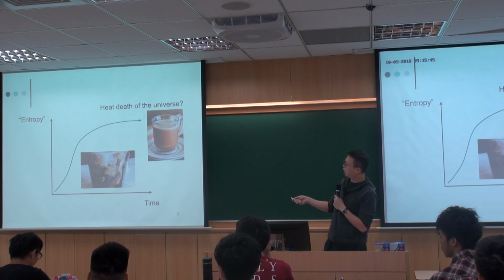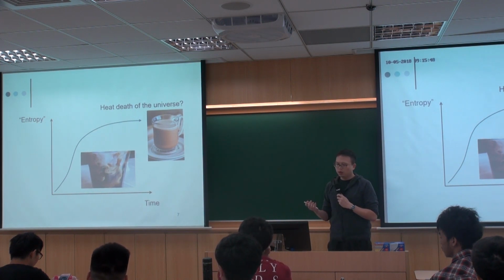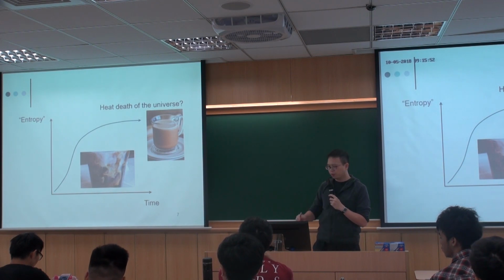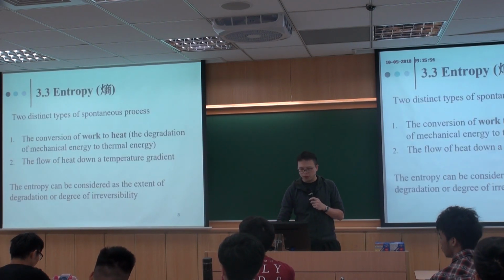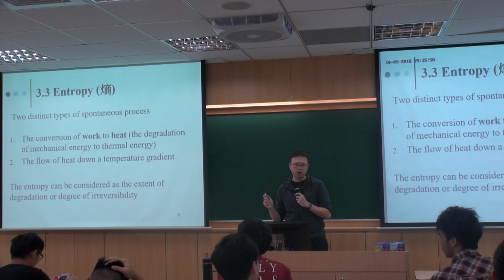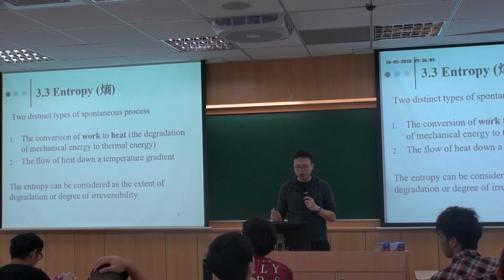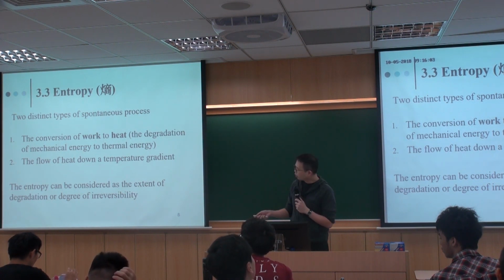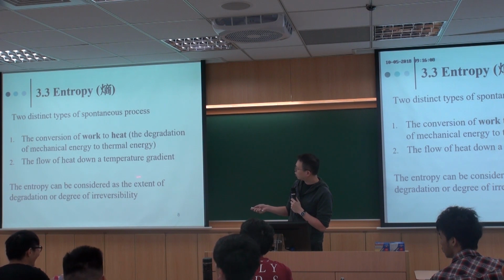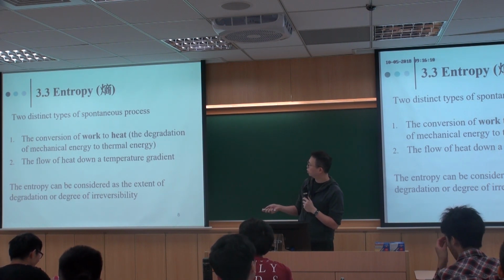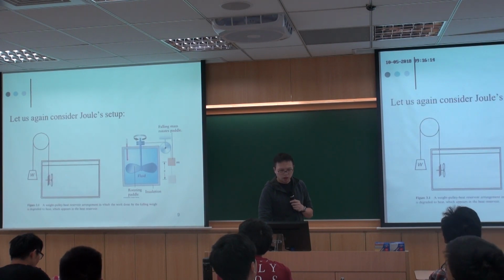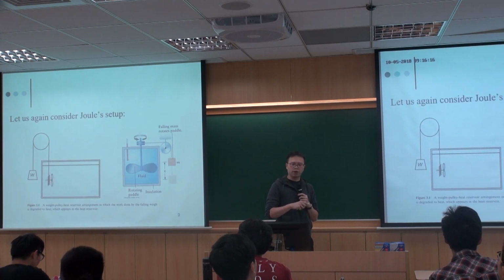However, if you see something like this, then you don't know. So therefore, there must be a measure of this irreversibility. And to quantify the irreversibility, we use a term called entropy. And therefore, the entropy can be considered as the measure of degradation, or the degree of irreversibility. And last time we stopped over here.